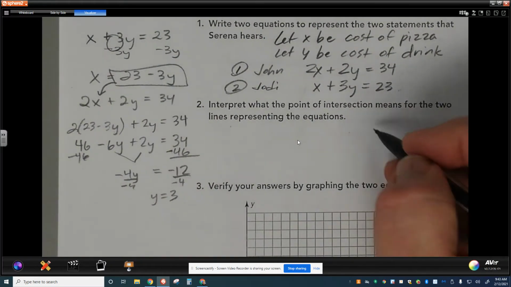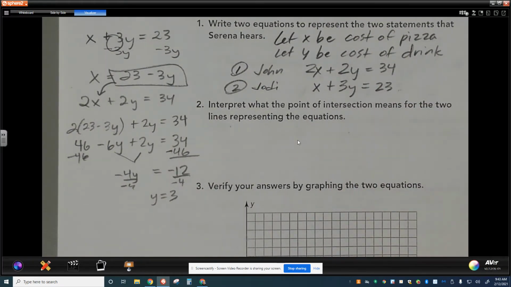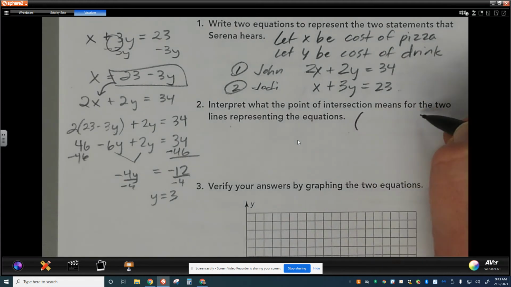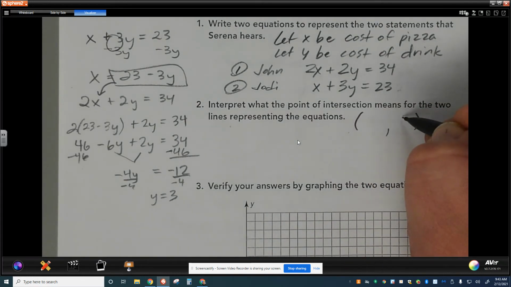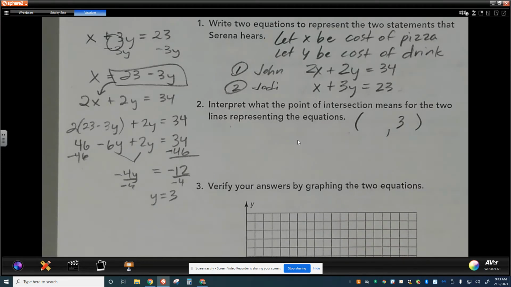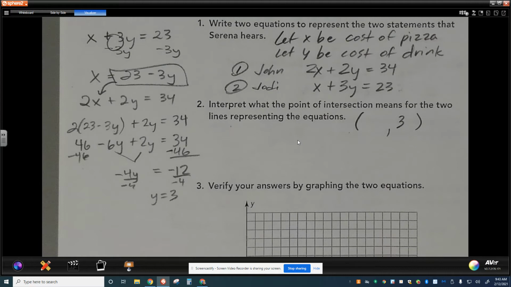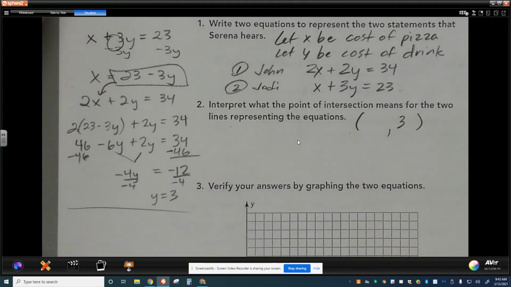And while you're copying that down, problem number 2 says interpret what the point of intersection means. What I think right now is that the intersection has a y coordinate of 3. I think the cost of drinks is $3. We're going to find out here in a minute, though. Okay, that's the first part.